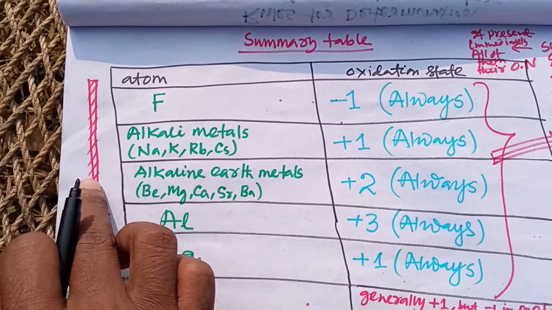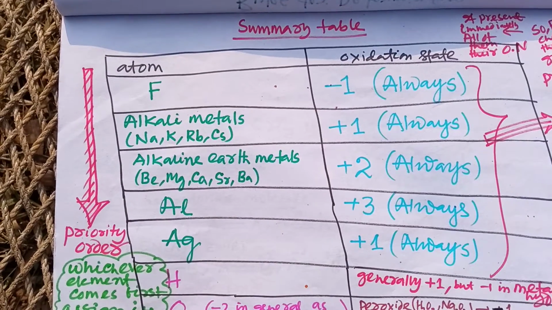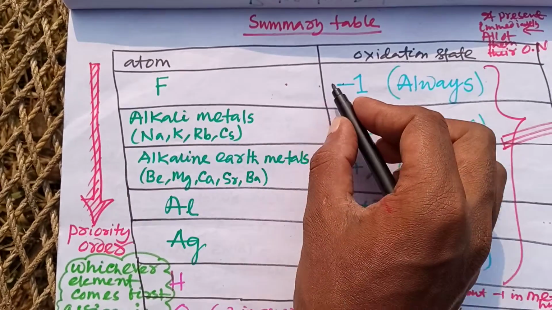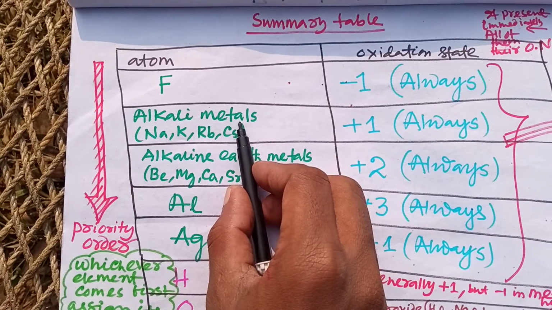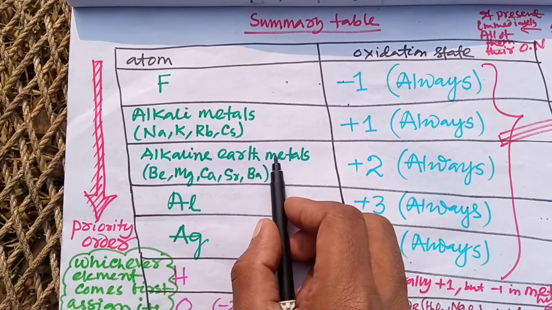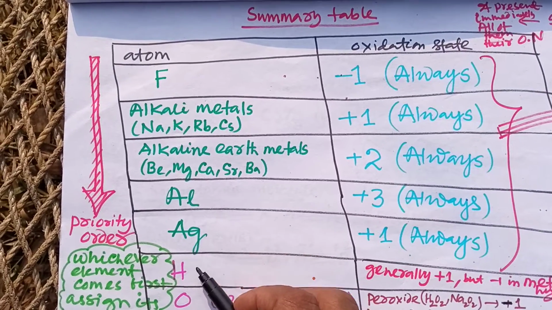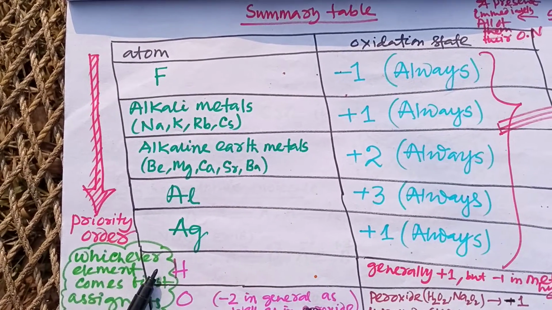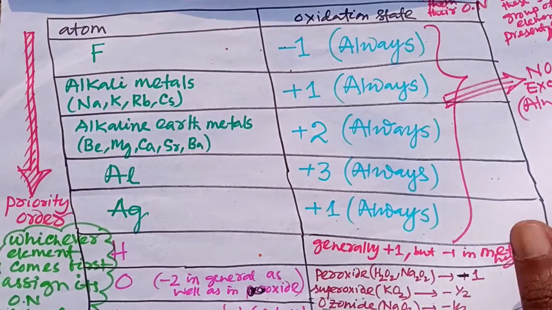So this is the priority order that you have to remember. First of all, check these elements priority-wise. First check whether fluorine is present or not. If you see fluorine, then immediately assign it oxidation number -1. Then search for alkali metals. If found, always give them +1. Then find alkaline earth metals. If they are found, immediately assign them +2 oxidation number. Then aluminum, then Ag, then hydrogen, oxygen, in this order. So this is the priority order. Whichever element comes first, assign its oxidation number first.